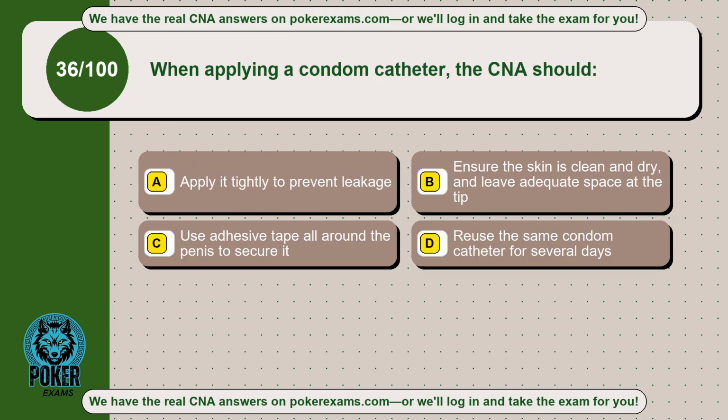Question 36. When applying a condom catheter, the CNA should: Option A. Apply it tightly to prevent leakage. Option B. Ensure the skin is clean and dry, and leave adequate space at the tip. Option C. Use adhesive tape all around the penis to secure it. Option D. Reuse the same condom catheter for several days.